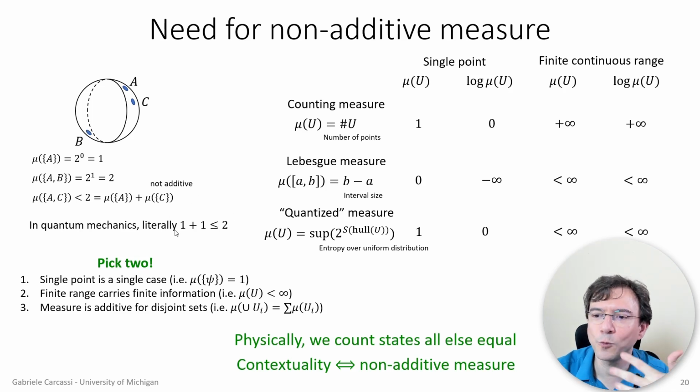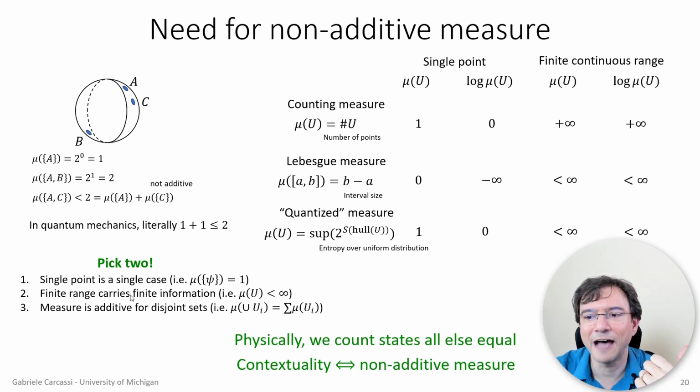And so another way that I like to look at this is that, ideally, if you wanted a measure for how many states you have, you would like to have these three features. First, if you take a single case, a singleton, then you have one case, so you have one state. If you have a finite range, well, on continuous quantities they carry finite information. Therefore, you would like to have a finite measure on the number of states, and you would like the measure to be additive over disjoint sets.